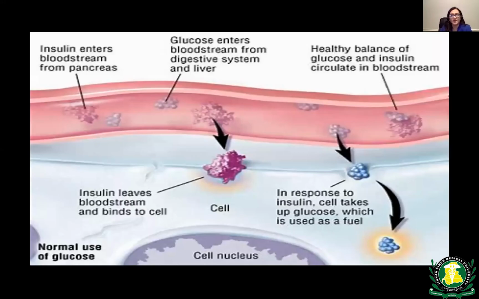So as you can see here, this slide shows the interaction between the insulin and glucose under normal circumstances. Glucose enters into the bloodstream from the digestive system. This results in stimulation of the pancreas to release insulin. Insulin then leaves the bloodstream to bind with the cells, and in the presence of insulin, the glucose is able to enter the cells.